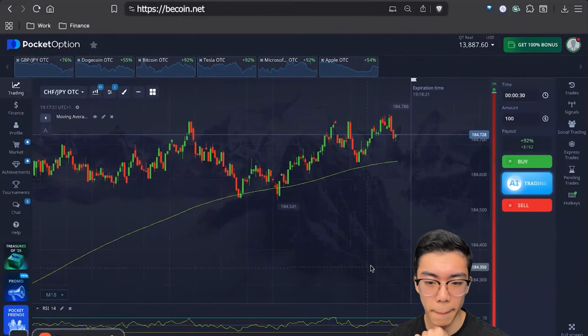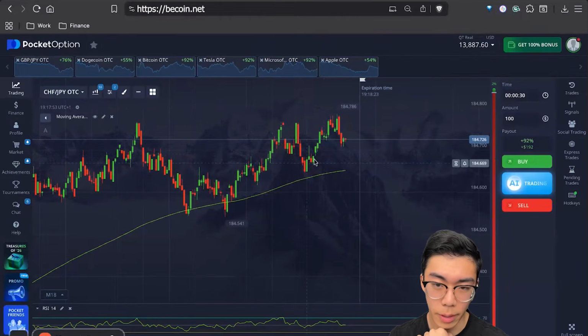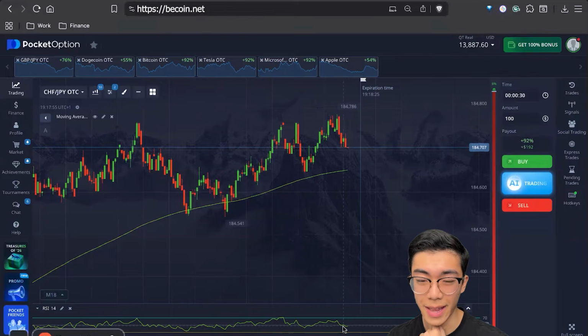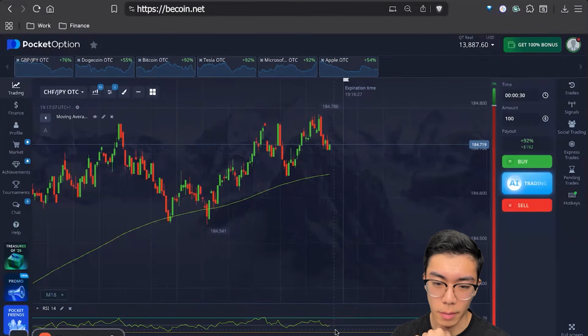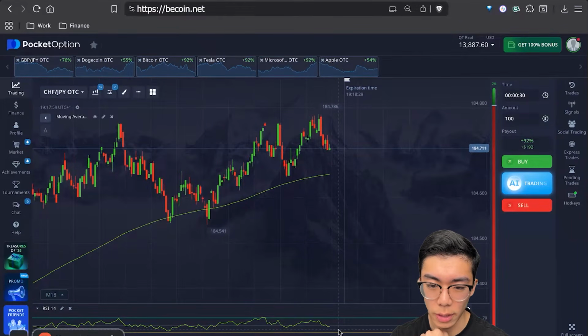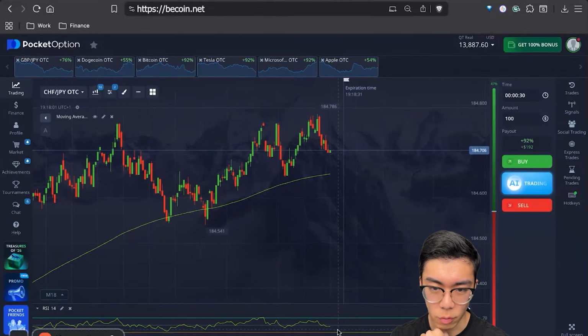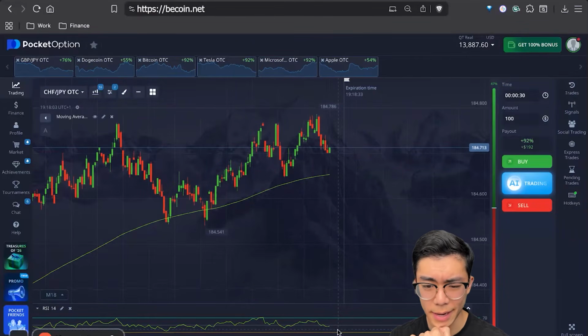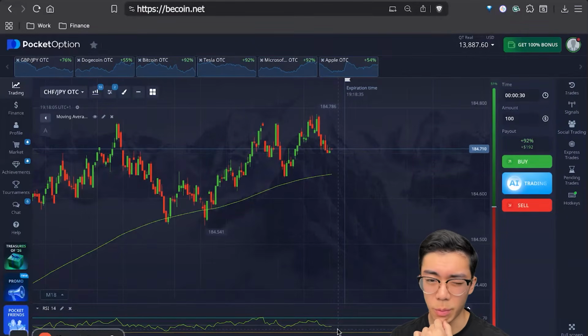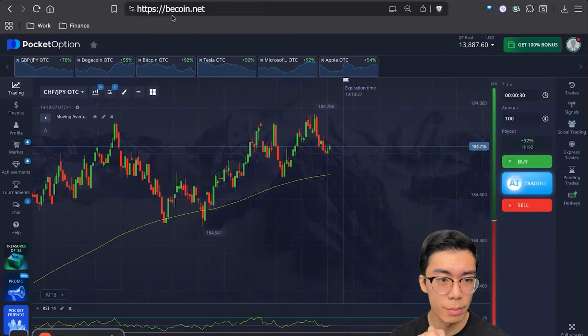So here, this is well comfortably above the moving average. What I'd like to see is it to kind of go around the 40 level, right here. And if it were to go to that level, it would be a decent buy. However, I wouldn't be too sure about this.